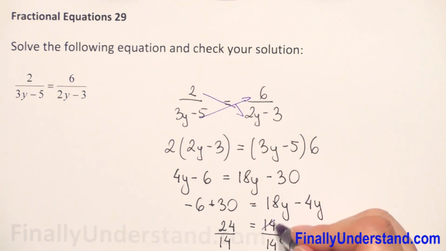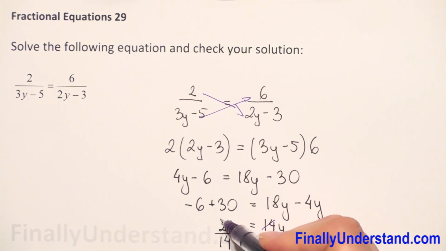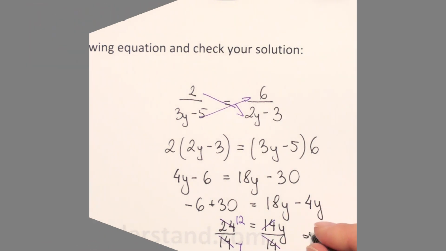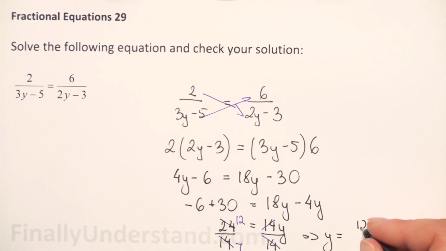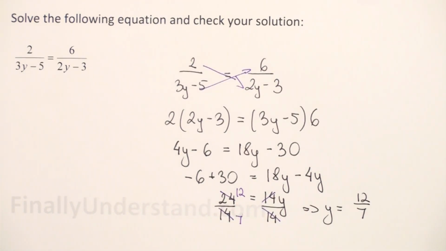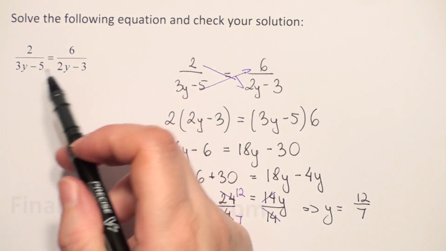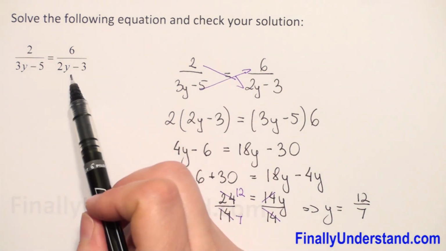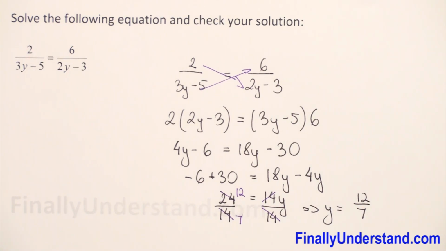So now I will divide both sides by 14 to get y only. So 14 and 14 we can cancel out, and 24 and 14 we can reduce. 24 divided by 2 is 12, and 14 divided by 2 is 7. So we have that y is equal to 12 over 7. Next we have to check if this solution is correct. How do we do this? We have to come back to our equation and substitute y by 12 over 7, and when the left side is equal to the right side, it means that our solution is correct.